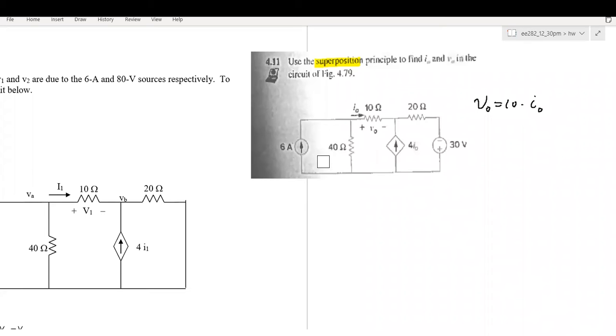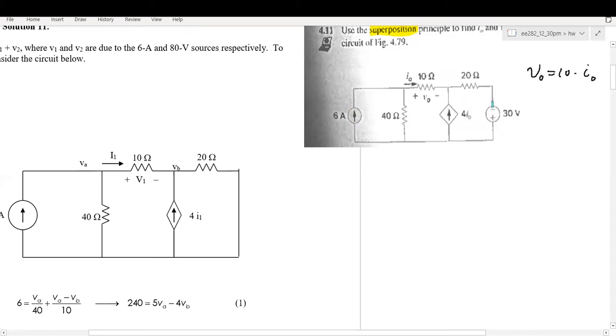In this example, we illustrate how to use the superposition method to obtain V0 and I0. We know from Ohm's law that V0 equals this resistor, that's 10 ohm, multiplied by I0. So once we find V0, I0 can be obtained easily using Ohm's law. To apply superposition, we need to turn off these two independent sources one by one.